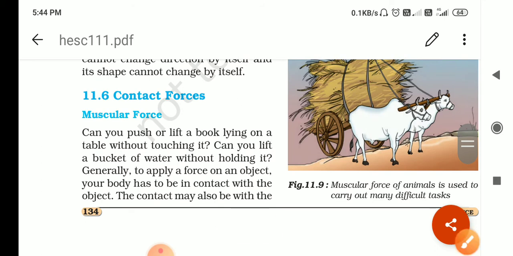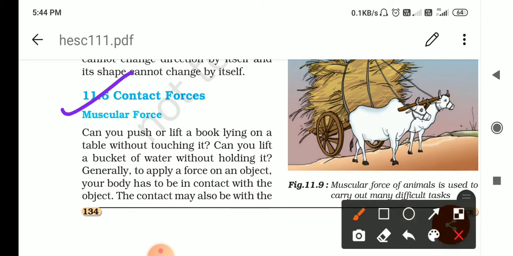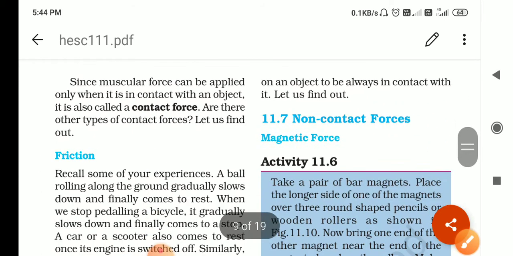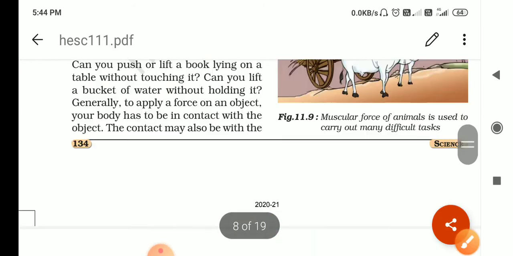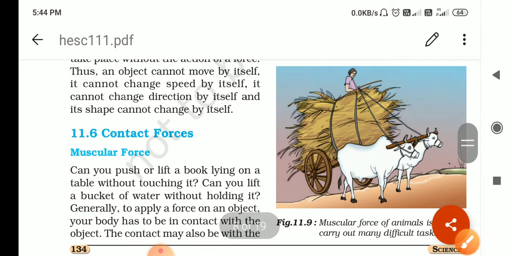Forces are of two types. First is the contact force, and the second is the non-contact force, right? We will discuss contact and non-contact force one by one. The first is the contact force.